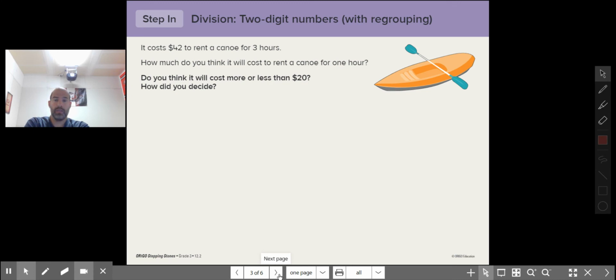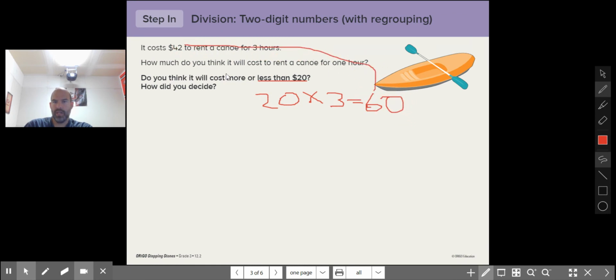20 times 3 would be $60. So that's more than 42. So we know it's going to be less than, right? So the correct answer is going to be less than. And how do we decide that? Let me get my little pen mode here. How do we decide that? We said 20 times 3 is equal to 60. So that was greater than 42, right?